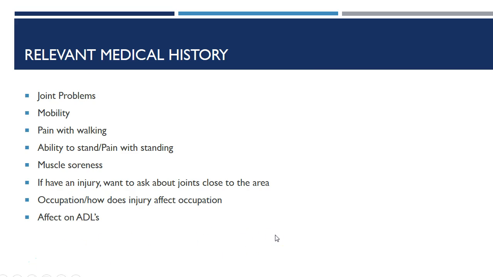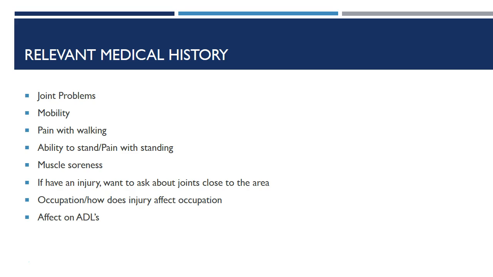So what is the relevant medical history that we need to ask? Are there any joint problems? Do you have any issues with mobility? When you're walking, do you experience pain? When you're standing, do you experience pain? Do you have any muscle soreness that isn't related to exercise, basically just general muscle soreness?